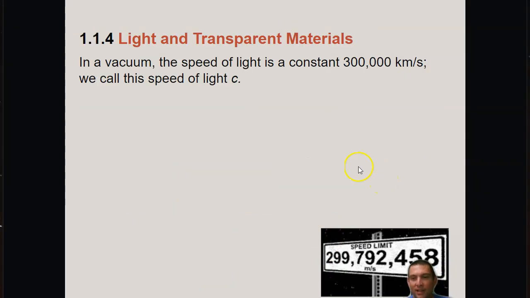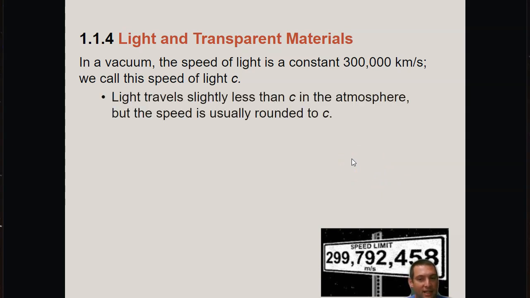In a vacuum, the speed of light is a constant 300,000 kilometers per second. We call this speed of light c. Light travels slightly less than c in the atmosphere, but the speed is usually rounded to just c. So similar to acceleration due to gravity being constant, even though it's not, but we round it to 9.8 or 10, we're doing the same thing here. It's not exactly 300,000 kilometers per second, but it's close enough, we're just going to call it c.